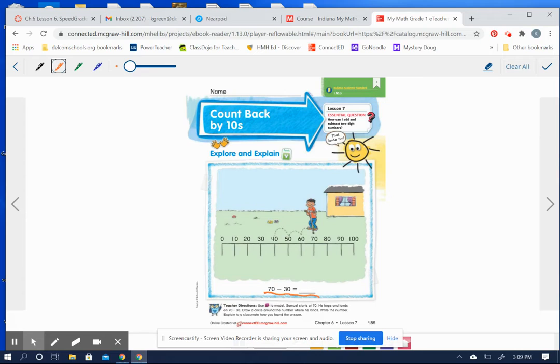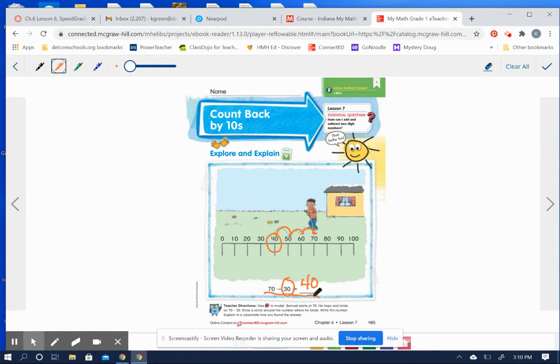So this little boy here is on a pogo stick, and I don't know if you've ever been on one, but you hop on those pogo sticks. His name is Samuel, and it says he starts at 70, which is right here, and then he's going to hop and land on what? If we're going from 70 and we're subtracting 30, 30 is the same as 3 tens. So we're going to take 3 hops back. Ready? 1, 2, 3. And he lands on 40. So 70 minus 30 equals 40.